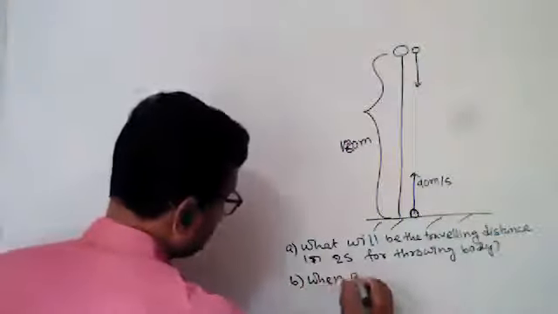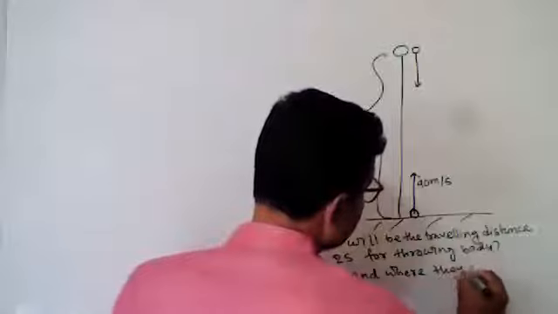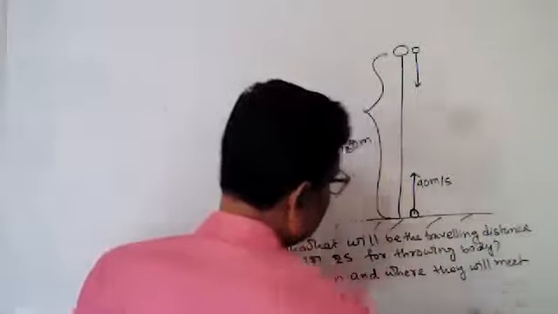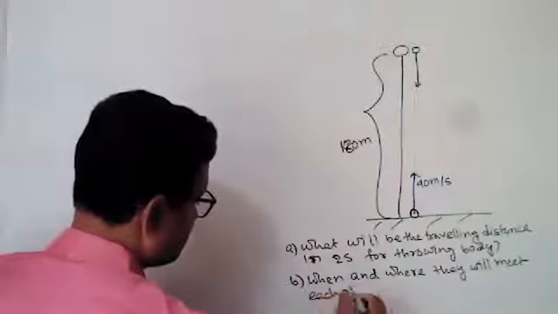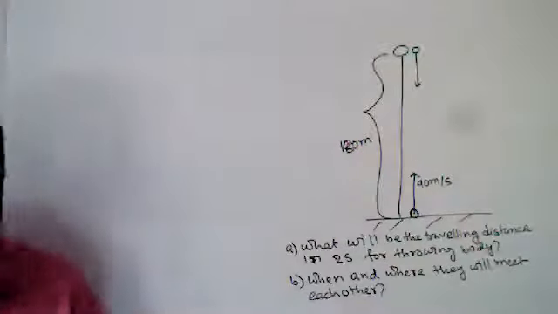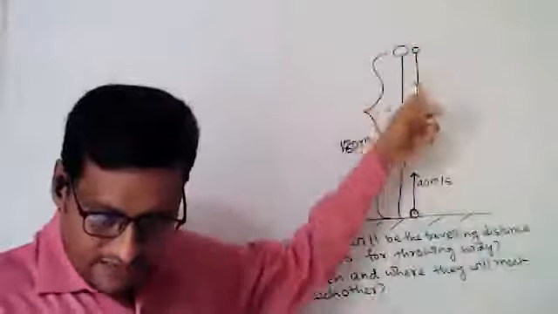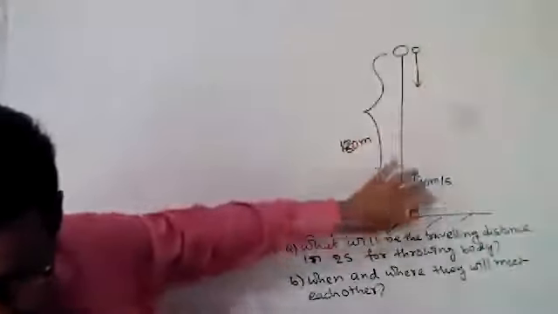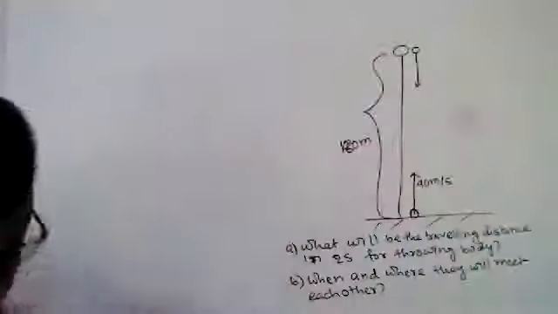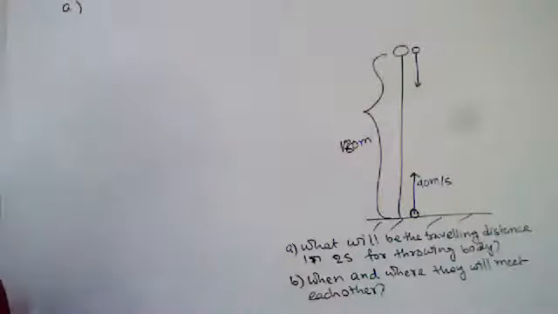Number B. When and where will they meet each other? This object is allowed to fall, and this object is thrown at the same time in the opposite direction. First one is easy. For A, what will be the traveling distance in 2 seconds?